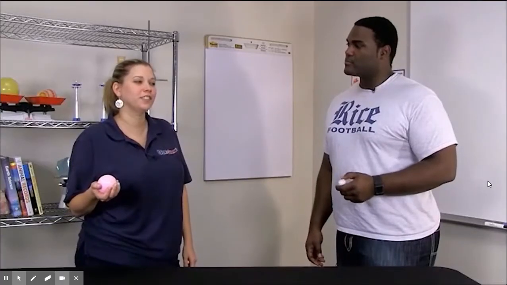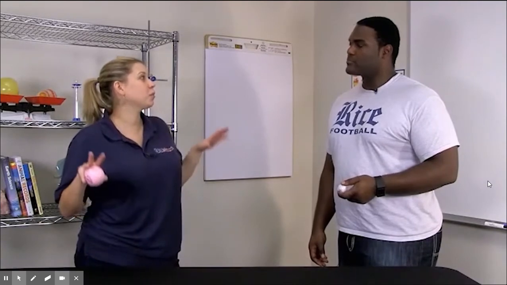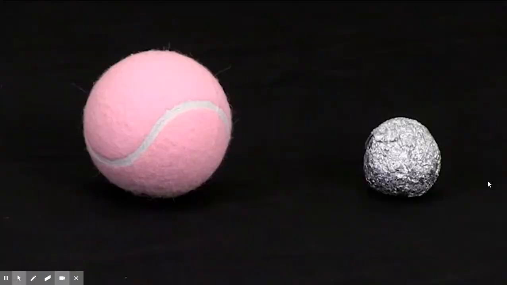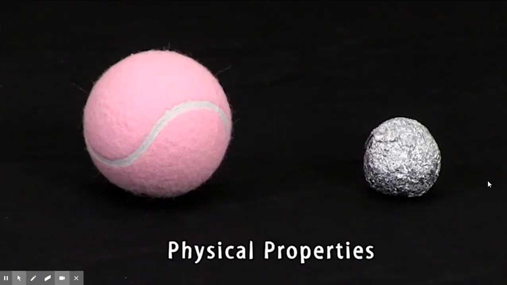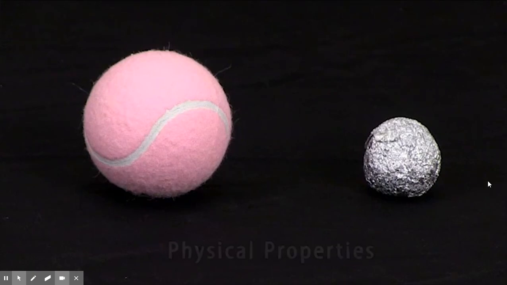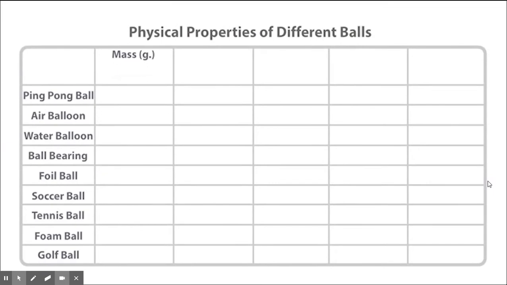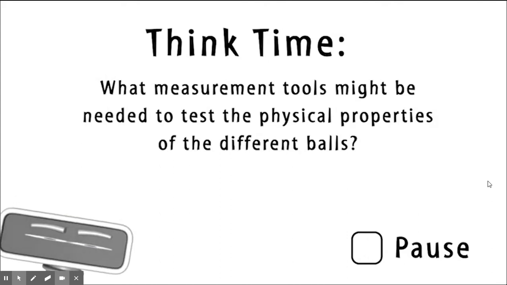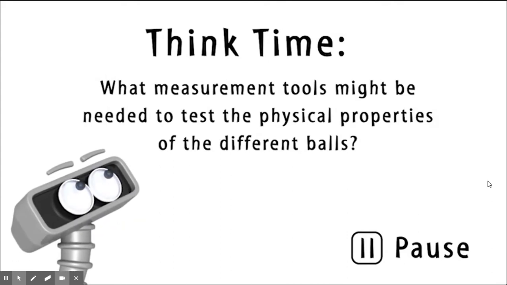Okay, let's make this interesting. Let's gather as many different types of balls as we can to test their bounce. That is, the height of each ball's bounce. Sounds good, but if we're going to investigate, shouldn't we collect more data than just the height of the bounce? I think we need to look at the physical properties of the different balls we choose. That way, we will know why each ball is bouncing the way it does. Great idea. Let's look at each one's mass, magnetism, state of matter, relative density, and ability to conduct electricity. Sounds good. Let's start finding different balls. What measurement tools might be needed to test the physical properties of the different balls?